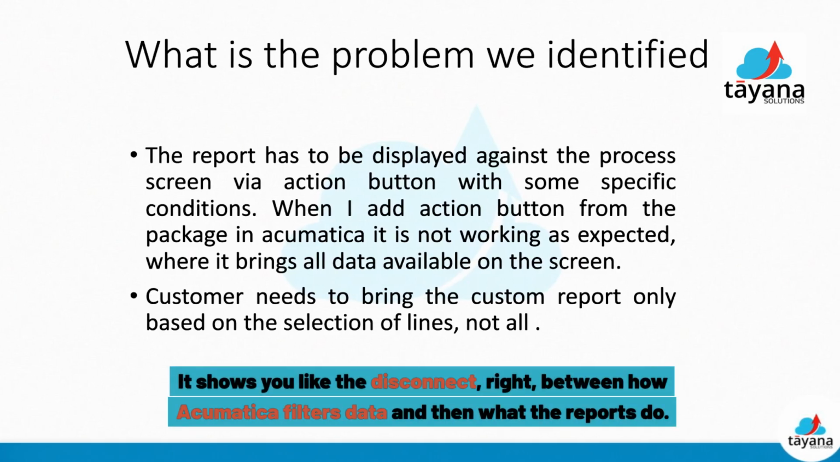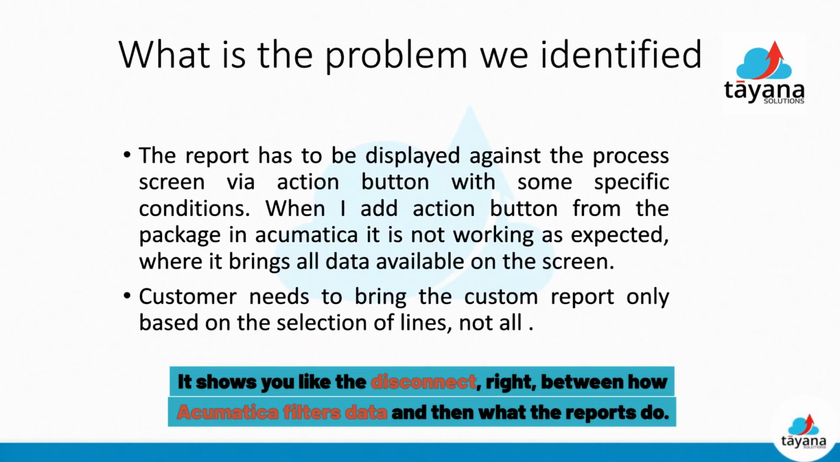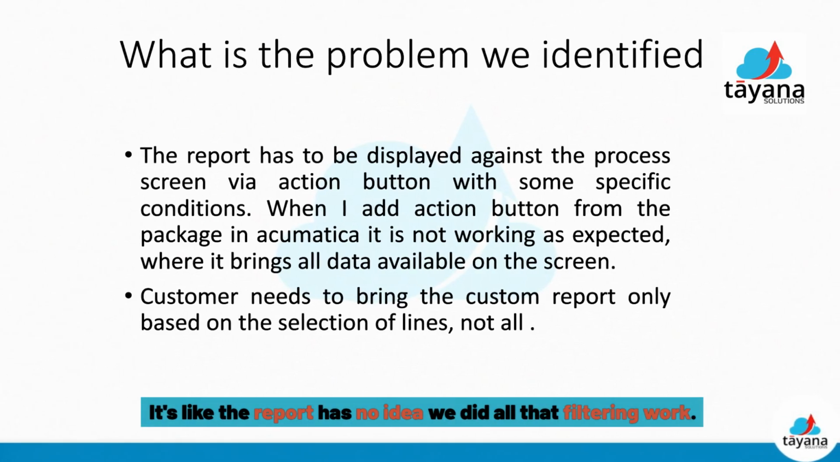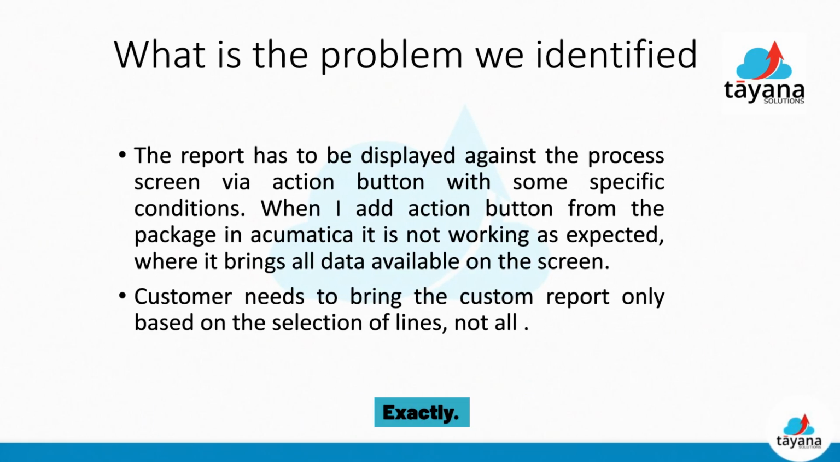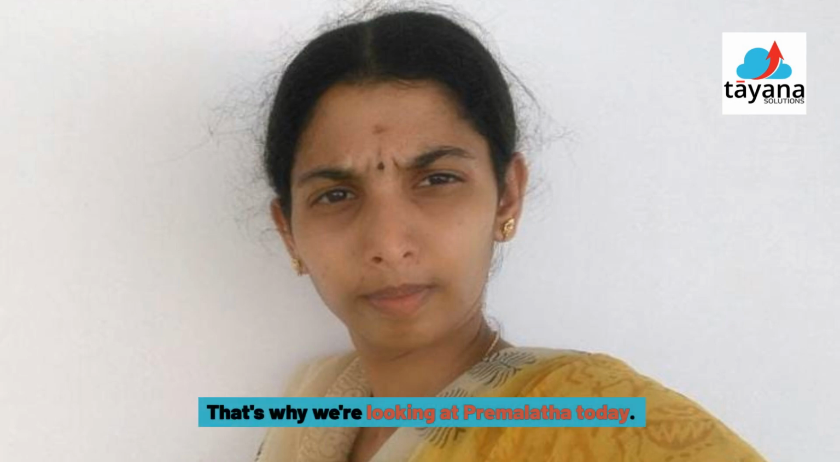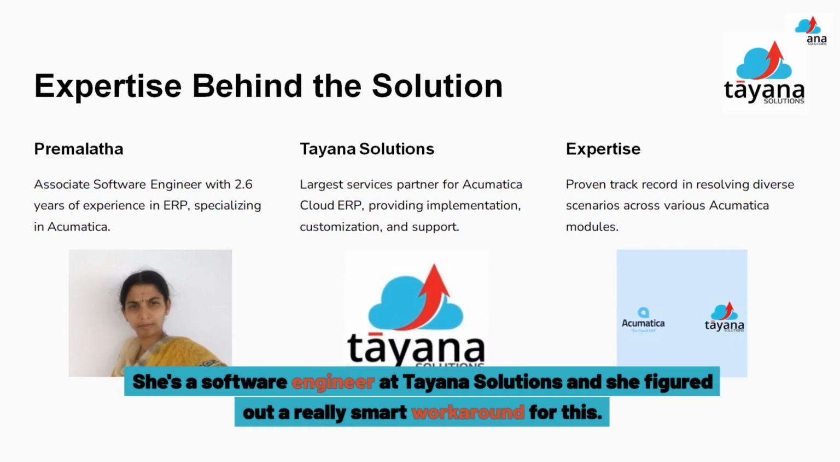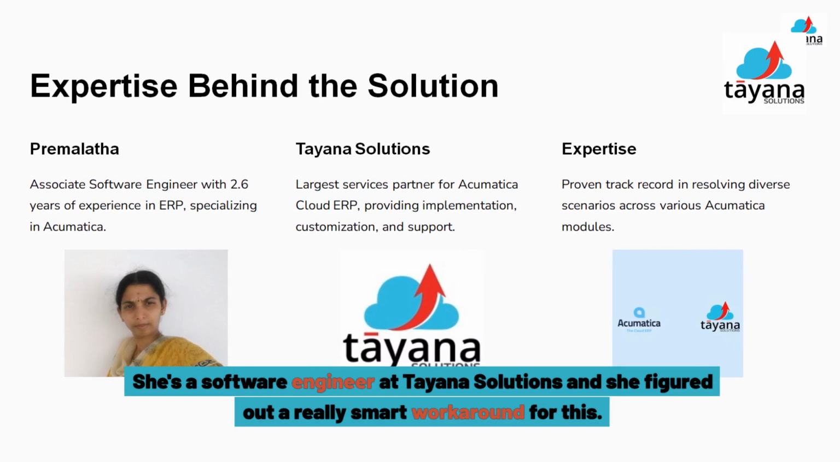It shows you the disconnect between how Acumatica filters data and what the reports do. Totally. It's like the report has no idea we did all that filtering work. Exactly. But there are ways around it. That's why we're looking at Premalatha today. She's a software engineer at Tiana Solutions, and she figured out a really smart workaround for this.